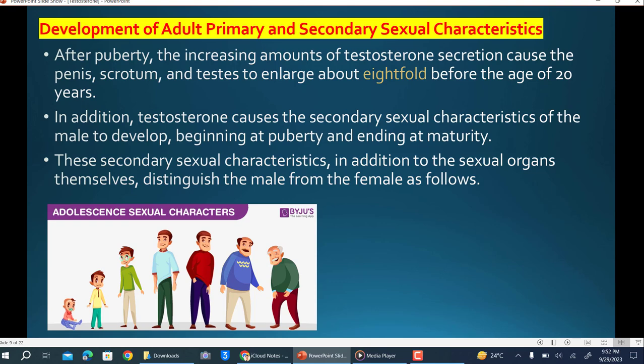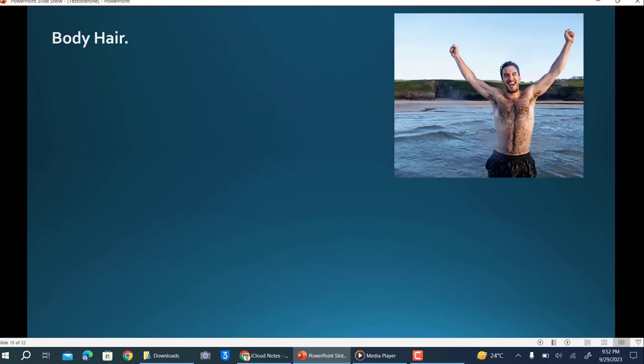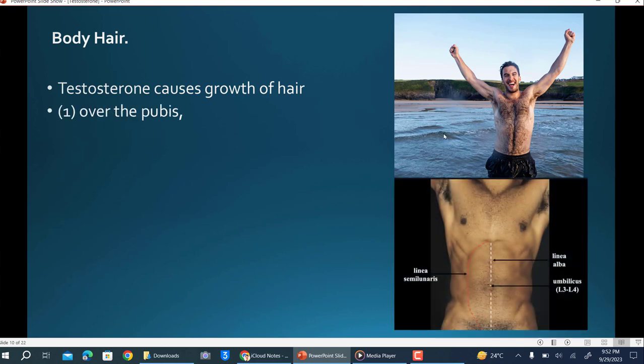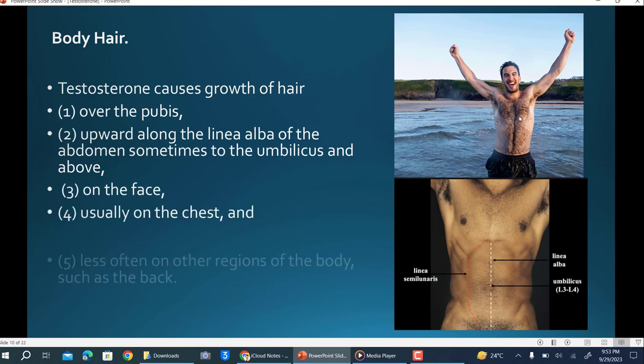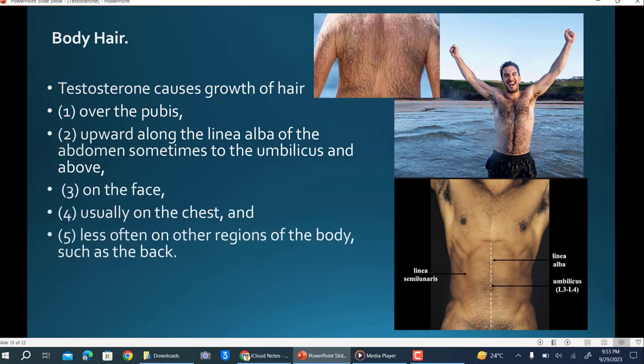Body hair. Testosterone causes growth of hair over the pubis, upward along the linea alba of the abdomen, sometimes to the umbilicus and above. See the linea alba, and here also it causes growth of hair. On the face, usually on the chest, and less so on other regions of the body such as the back. It also causes the hair on most other portions of the body to become more prolific.